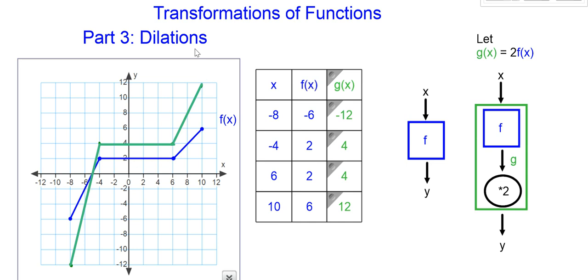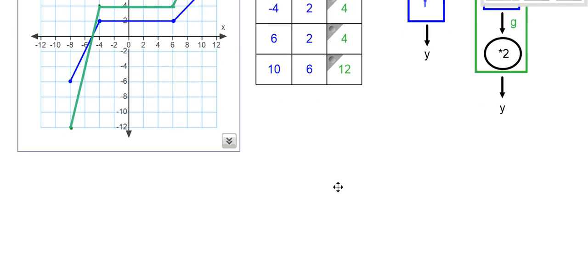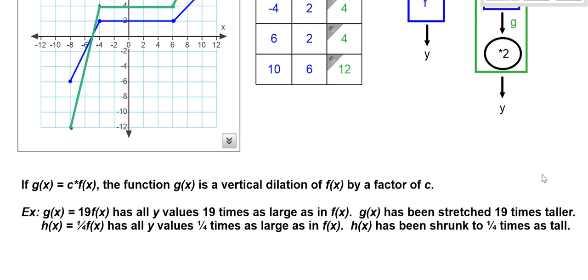Okay. So that's g of x. I think that should make a lot of sense. To summarize, if g of x is some constant c times f of x, the function g of x is a vertical dilation of f of x by a factor of c. I want to take a second and just talk about vocabulary. We talk about dilations by a factor of c because dilations are multiplying, and factor is the word we use to talk about a number that you multiply. It doesn't make any sense to talk about translating by a factor of some number.